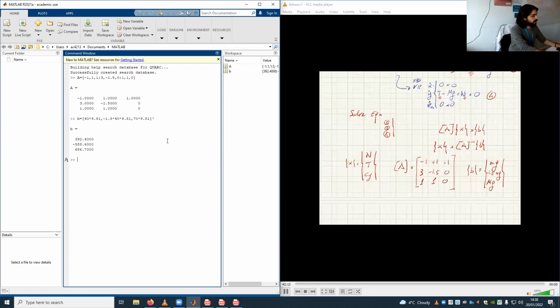Okay. And now I can do that x, which is my unknown vector, is the inverse of A times B. Bam. These are the answers. So the first answer is N, the second answer is T, and the third answer is CY. Does it make sense?